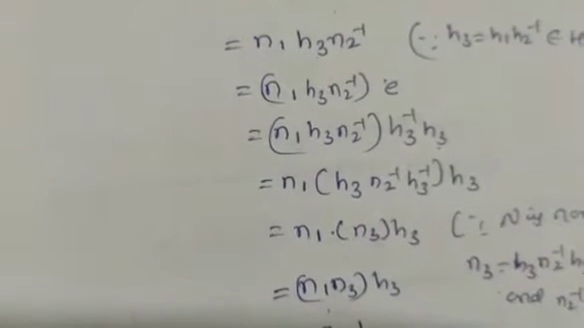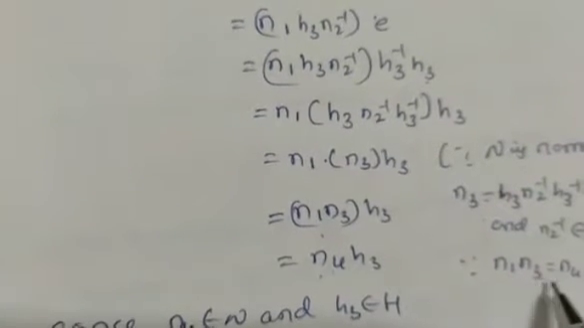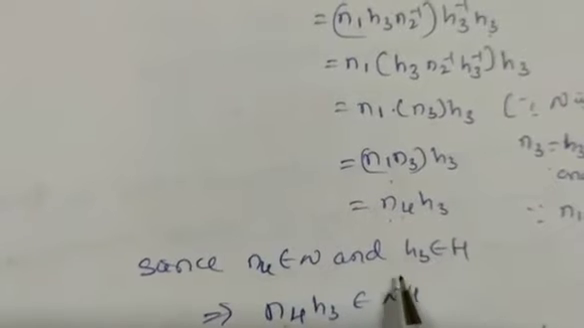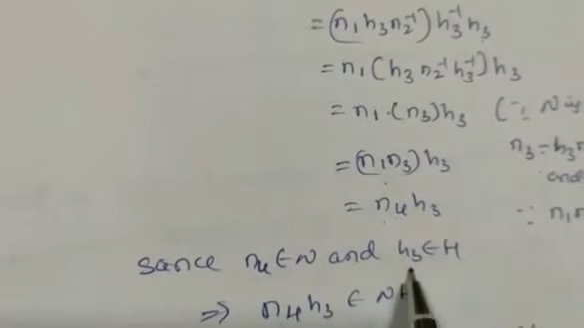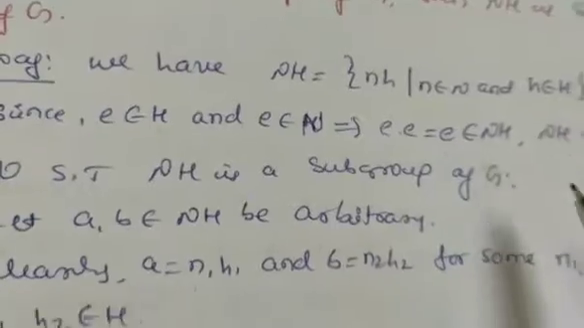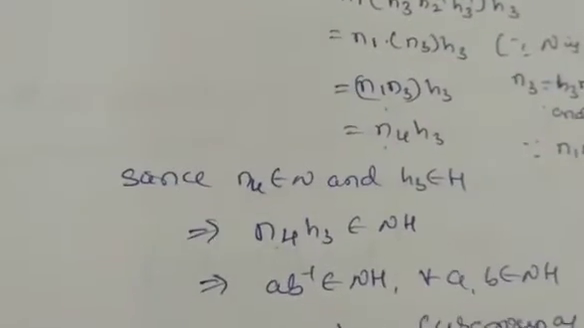And let us take the product of these two as again one more element, n4. So n1 times n3 is equal to n4, which belongs to N, where n1 and n3 belong to N. Since n4 is an element of N and h3 is an element of H, this implies the product n4 h3 belongs to NH, because the elements of NH are in the form of n times h where n belongs to N and h belongs to H. So therefore this n4 h3 belongs to NH. So this implies ab inverse belongs to NH for all a, b belonging to NH.